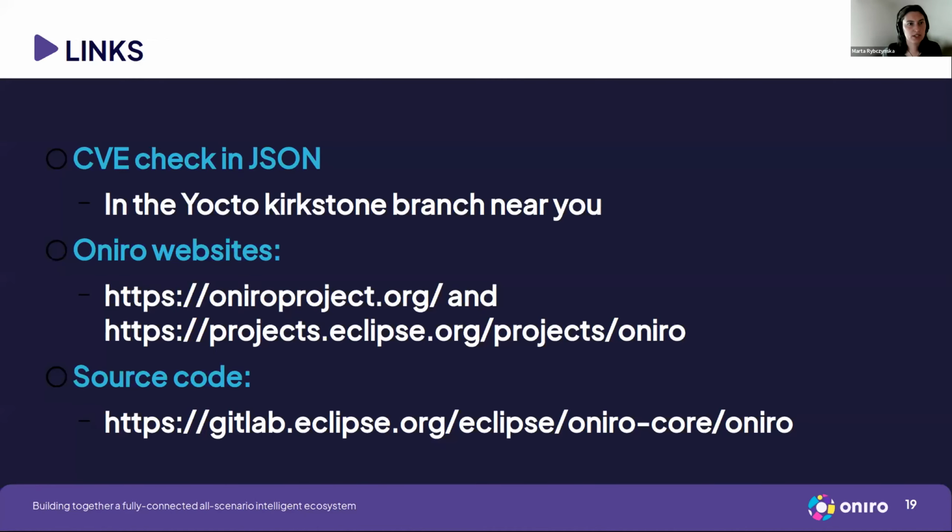Once again, you can now get the CVE-check output in a JSON format from the Kirkstone branch near you, or from the Dunfell branch, or from the master branch near you. So it's at your fingertips.